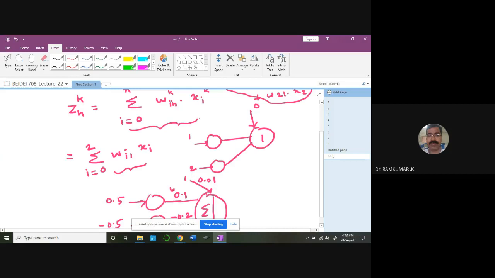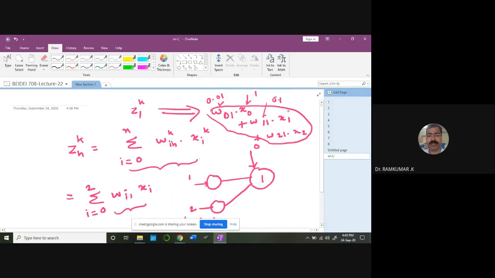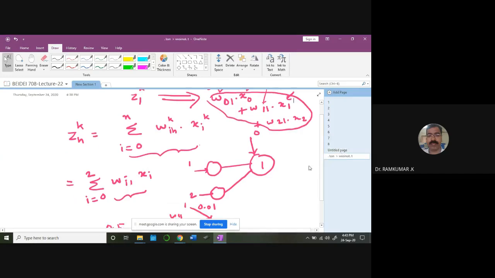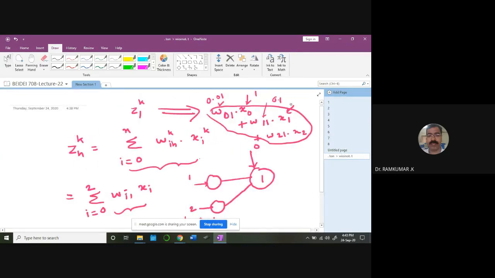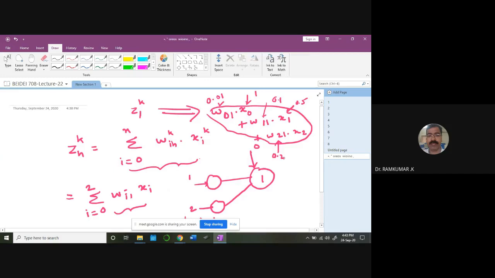This one, 0.1. And X1 is given? Yes, the same X1 is going to be 0.5. And this W21 is what? Minus 0.2. This X2 is minus 0.5. Is it clear? Does everyone clearly see this? This is the computation you have to do. If you do this computation, what do you get? You're going to get 0.16. That's the computation value of Z1.